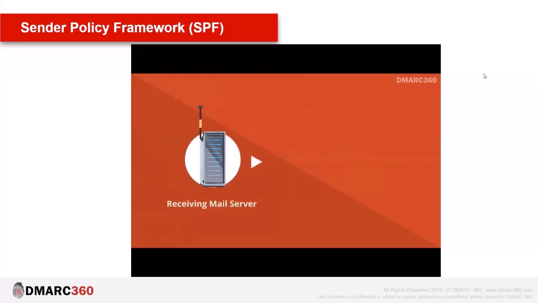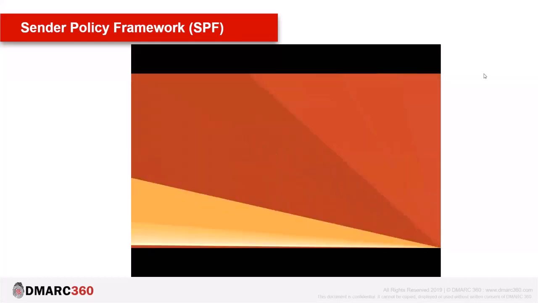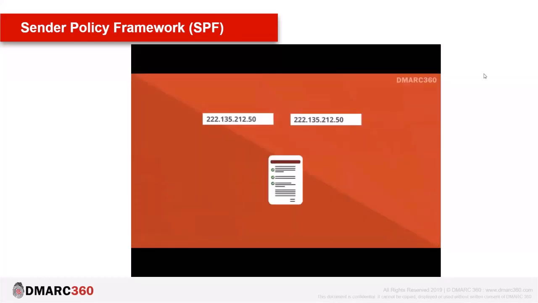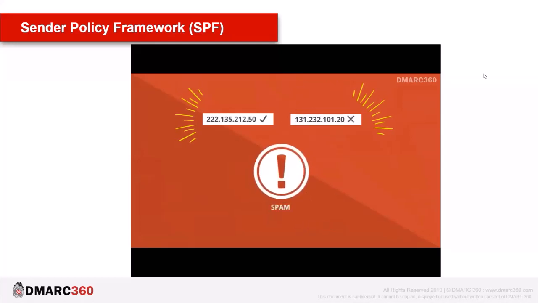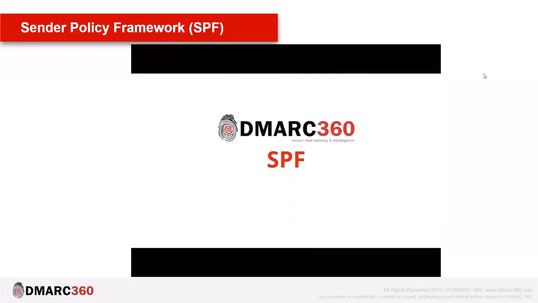The receiving mail server does a DNS query on the email domain to look at the SPF record. From here, it then matches the IP addresses listed on the SPF record and the origination IP address of the email. If they match, the email goes in the inbox. If they don't, then it will be marked as spam. And that is SPF in a minute.